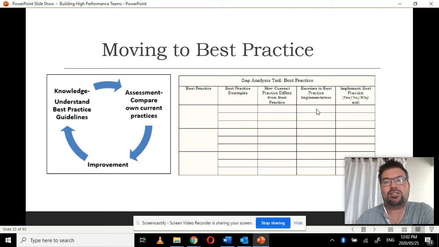What is the barrier to best practice implementation? Well, if you don't have a scanner, well, there's a problem. If you don't have people that know how to scan, well, there's a problem. If you don't have space to scan on, that could be a problem. So what are the barriers to being able to implement best practice? And then should you implement the best practice?